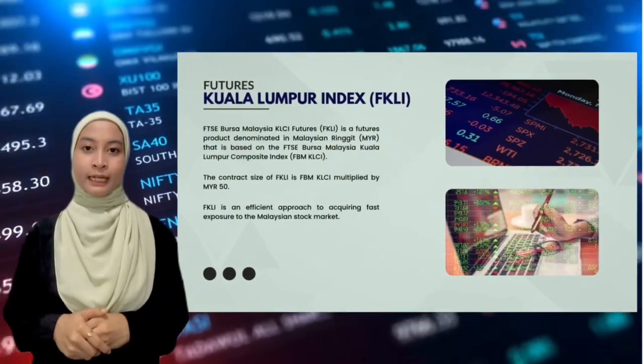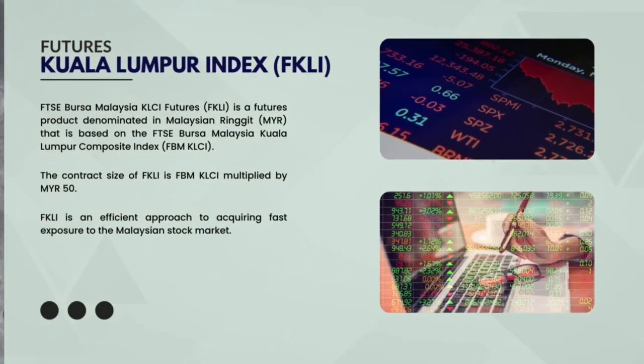FKLI is a futures product denominated in Malaysian Ringgit that is based on the FTSE Bursa Malaysia Kuala Lumpur Composite Index, FBMKLCI. It is traded on the Bursa Malaysia Derivatives Exchange and allows market participants to have exposure to the underlying FBMKLCI components. The contract size of FKLI is FBMKLCI multiplied by RM50.